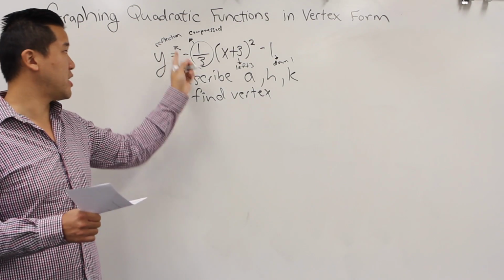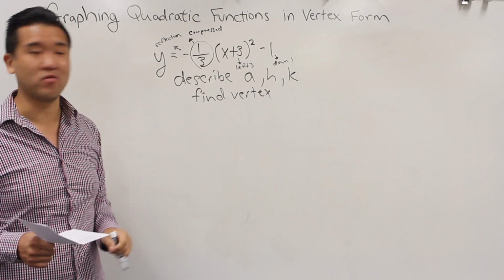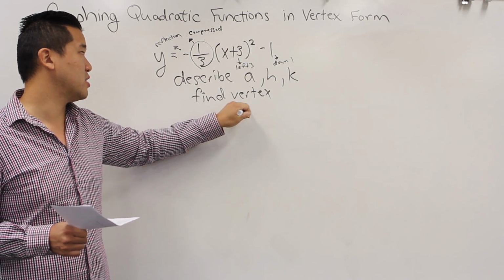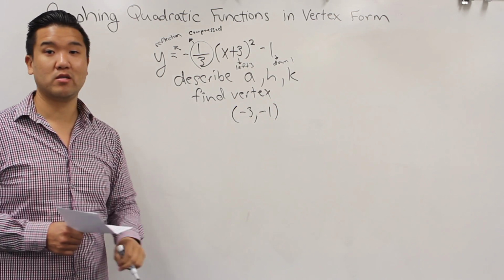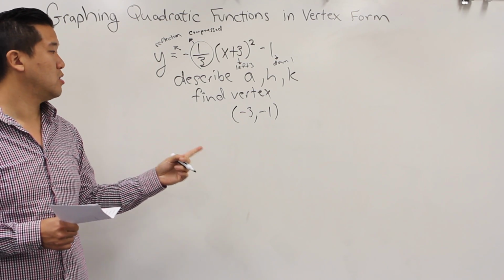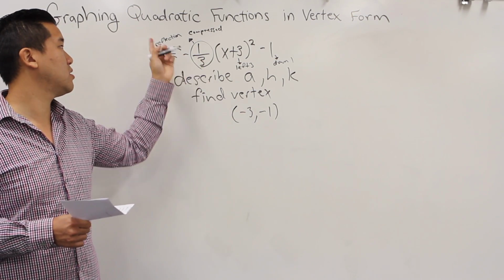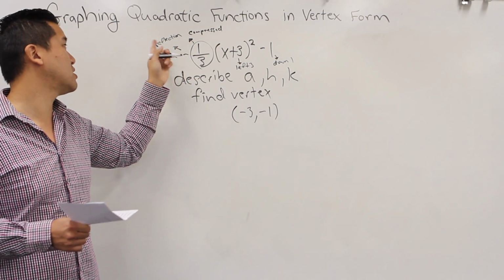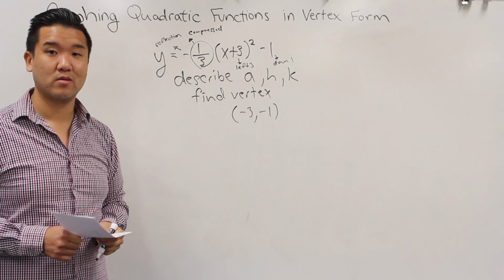Alright, so double check your answers for these guys. You should have 4 different transformations. Your vertex, opposite H, comma K, so -3, -1. So check your answers. Vertex, -3, -1, and all these parts here. Left 3, down 1, vertically compressed, and then reflection. Alright, good job.